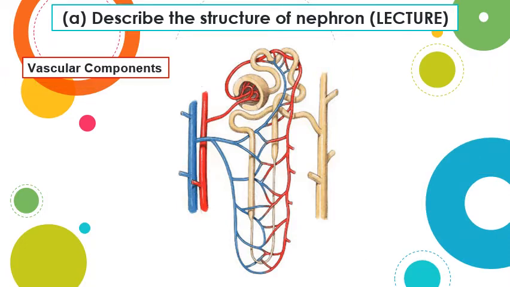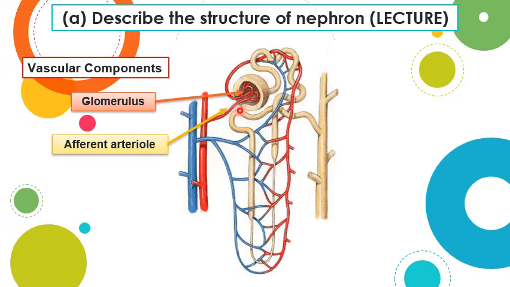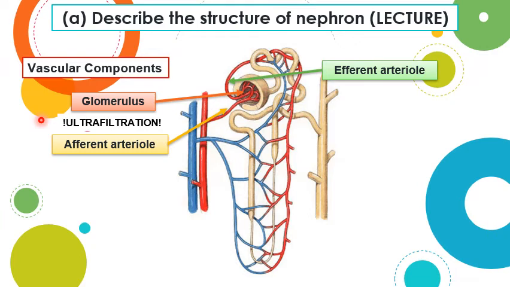Now let's look at the vascular components first. First, we have the afferent arteriole that carries blood from the renal artery into the glomerulus. The glomerulus is a small capillary enclosed inside a Bowman capsule. This is where ultrafiltration occurs. Next, we have the efferent arteriole, where the blood from the glomerulus will exit.